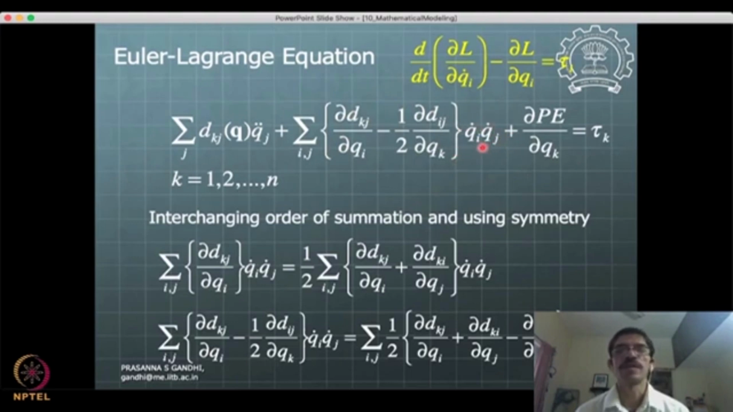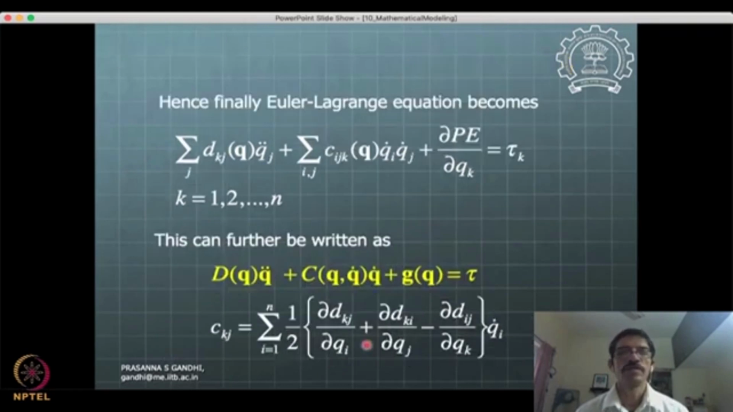When i is equal to j, you will have a q dot square term that is coming, which will relate to somewhat like a centrifugal force term, and when i is not equal to j, there will be Coriolis terms. Okay, now by doing this, some kind of a readjustment is done for this particular term only, and you get this expressed in this form. Okay, and further you can express that in terms of these c_ijk kind of coefficients.